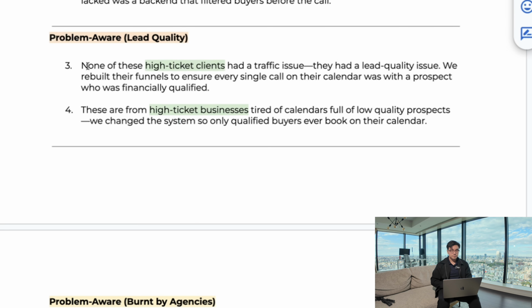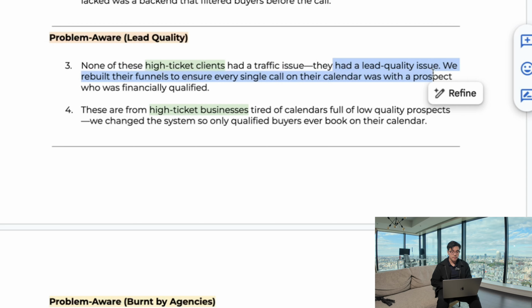Now, problem aware. So I say the hook, 9K, 9K PIF, 9K, looks like quick money, just to get their attraction. Then we want to go straight to the qualification. None of these high-ticket clients, direct call out, had a traffic issue. They had a lead quality issue.